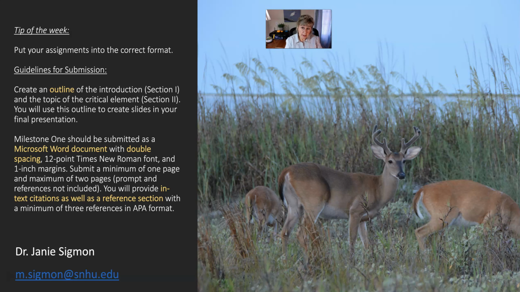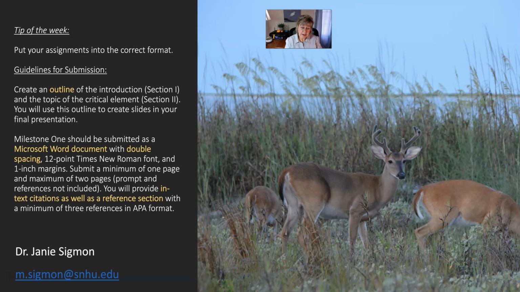So for this milestone 1, this first part of your final project, create an outline. I described that. But have enough information where I know that you know what you're talking about and you're telling me what the answers are. For example, in that introduction, describe this thing that you want to talk about: air pollution in New York City, or eutrophication of a small pond where you live, or global warming and climate change. So tell me about that. You're going to use this outline to create slides for your final project. So keep that in mind.